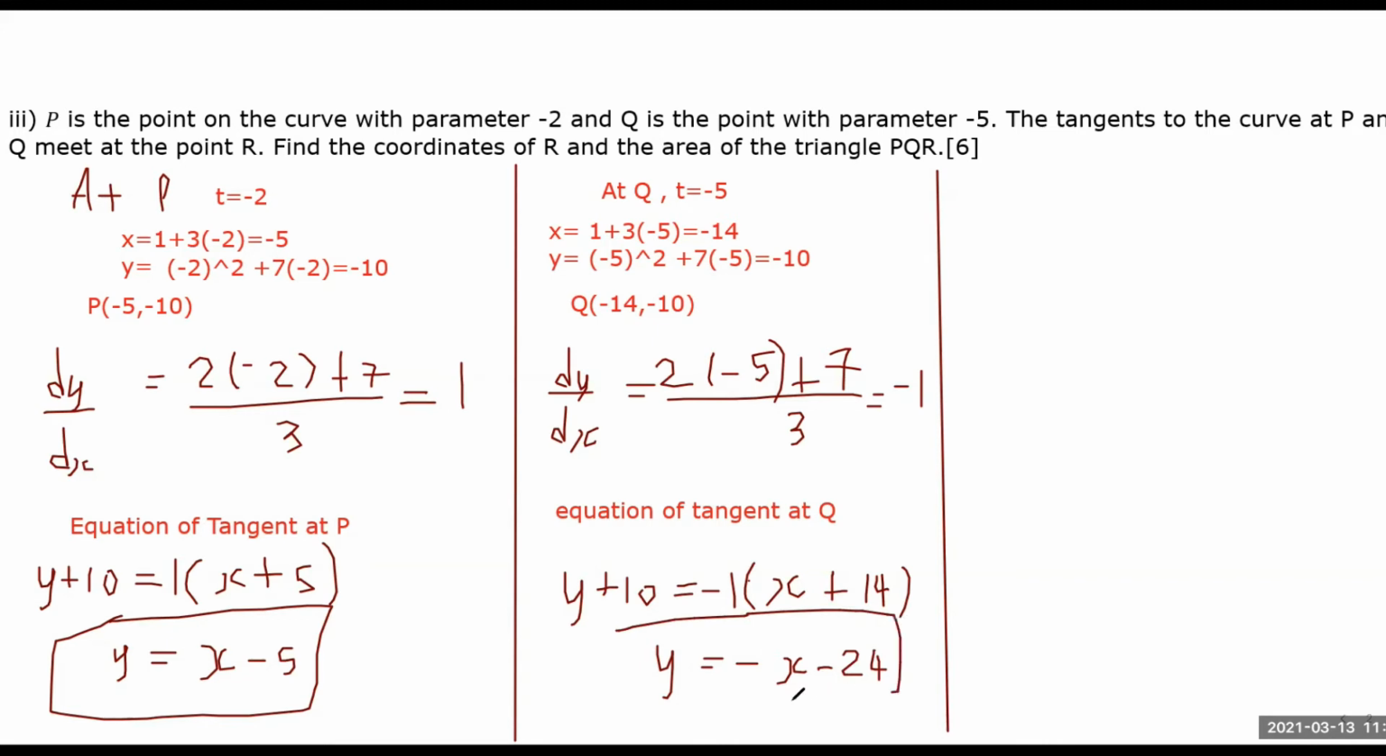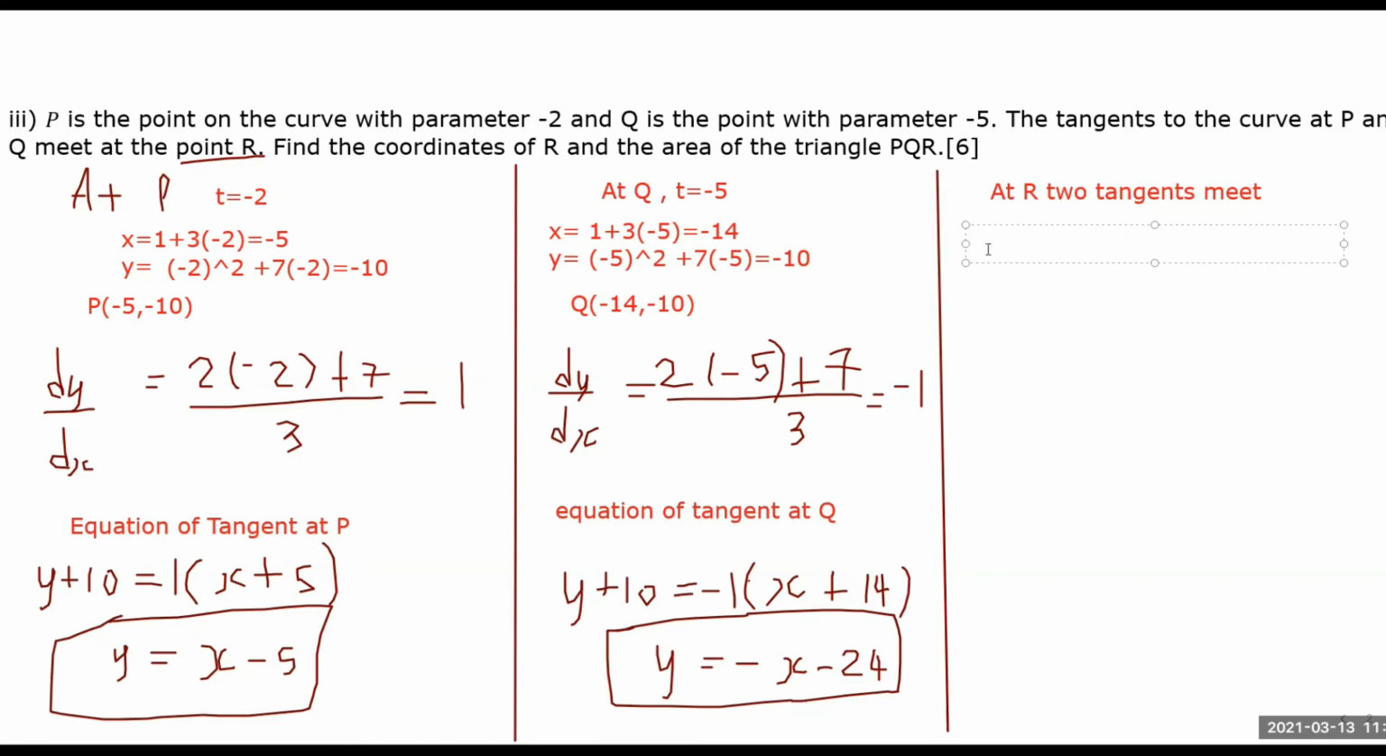Now, what they told us is that the tangent at P and the tangent at Q meet at a point R. So when these two lines intersect at the point R, the two tangents meet. So since at R the two tangents meet, this is what we want to find now.